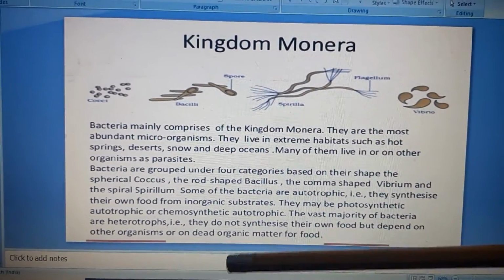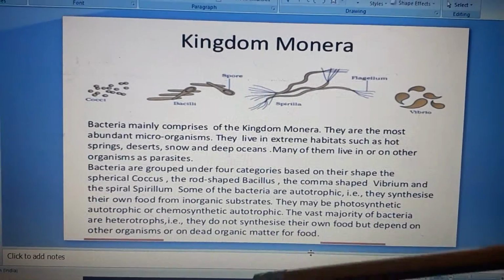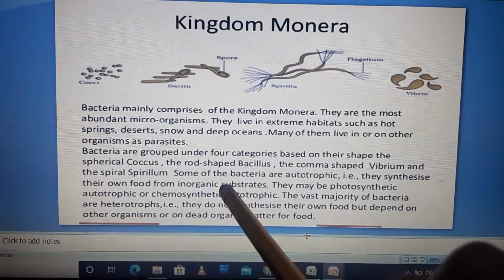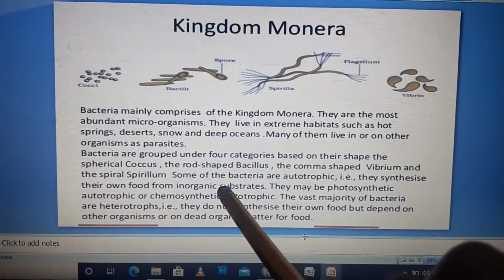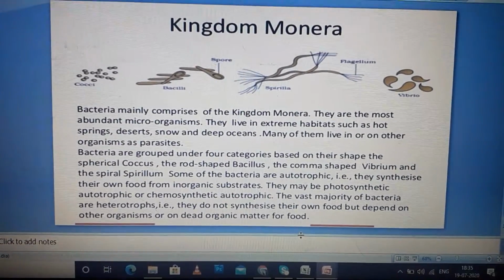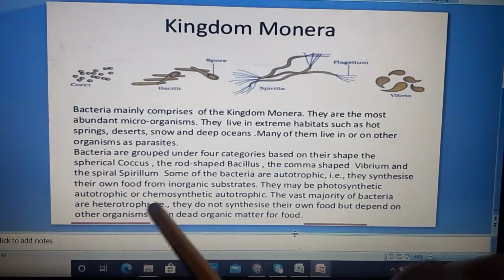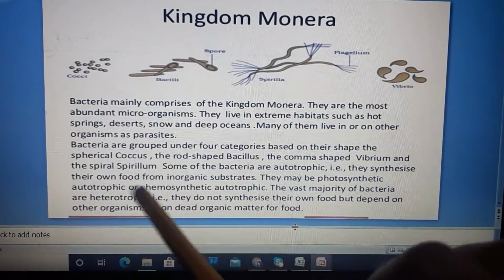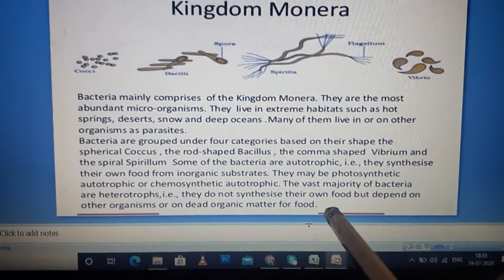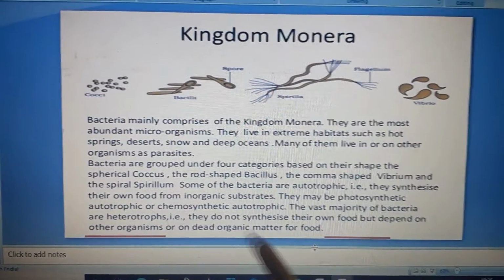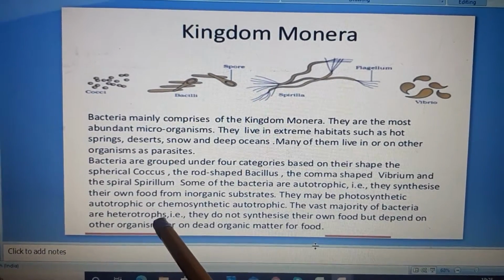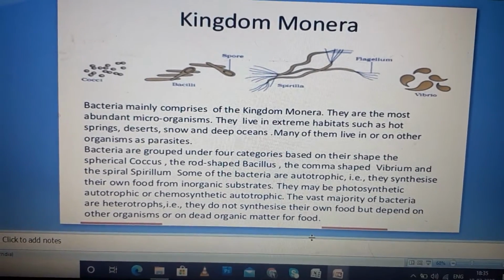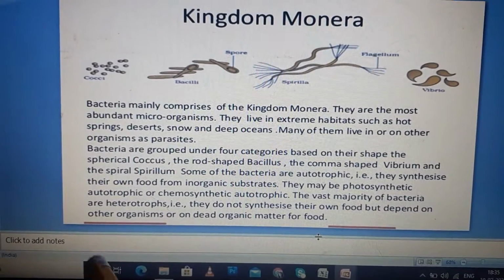These bacteria may be autotrophic, which means they can prepare their own food from inorganic substances like minerals, CO2, light, etc. Some of them are chemosynthetic autotrophs, which synthesize their food using chemicals. A vast variety of these bacteria are heterotrophs, which depend on other organisms for their food.